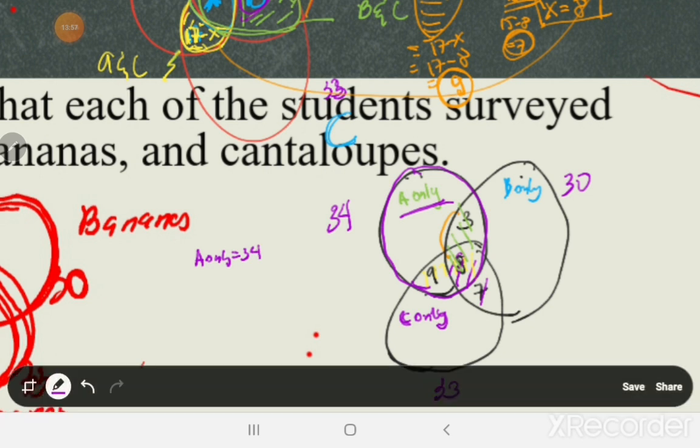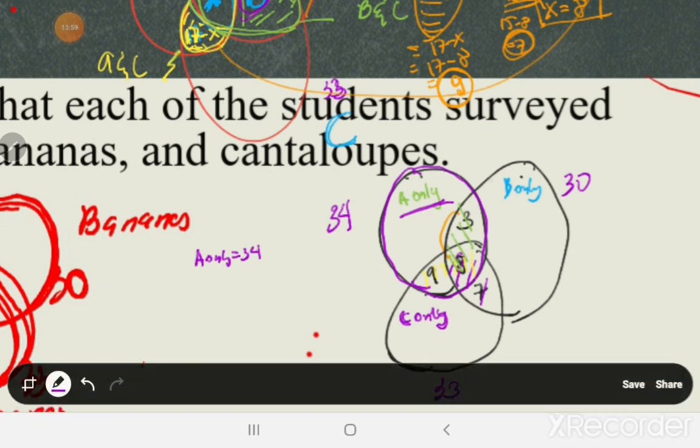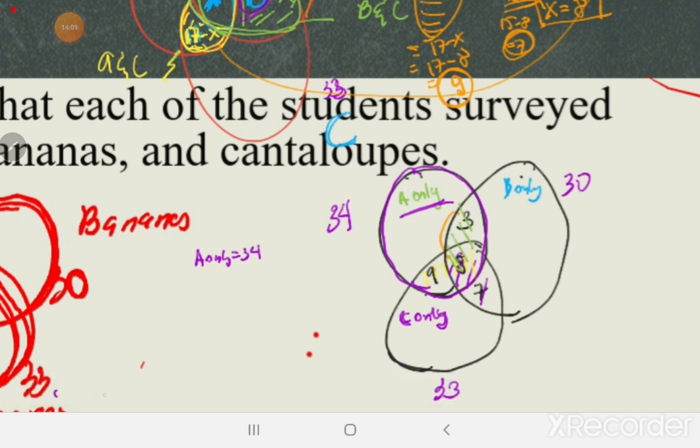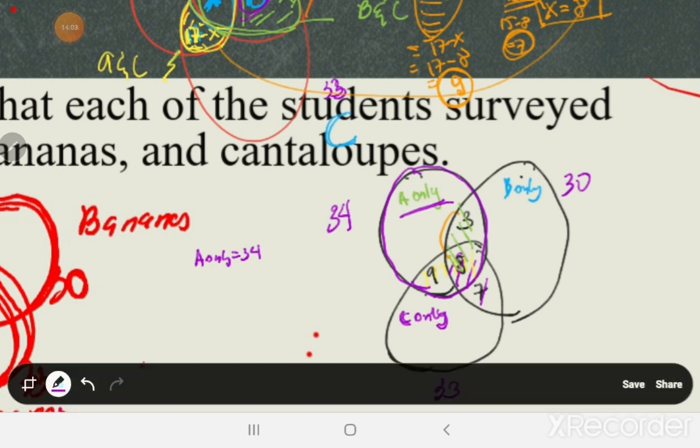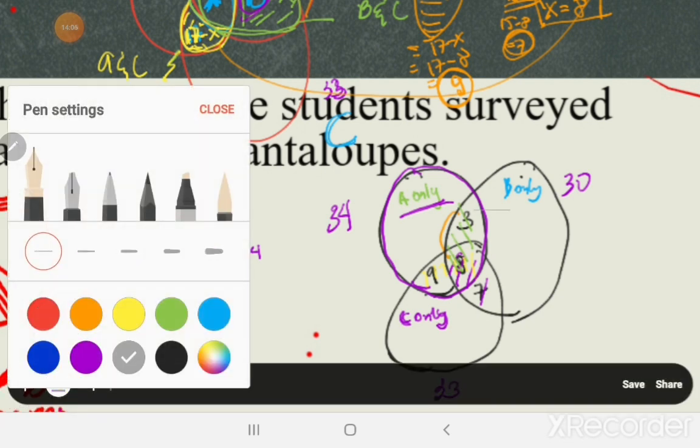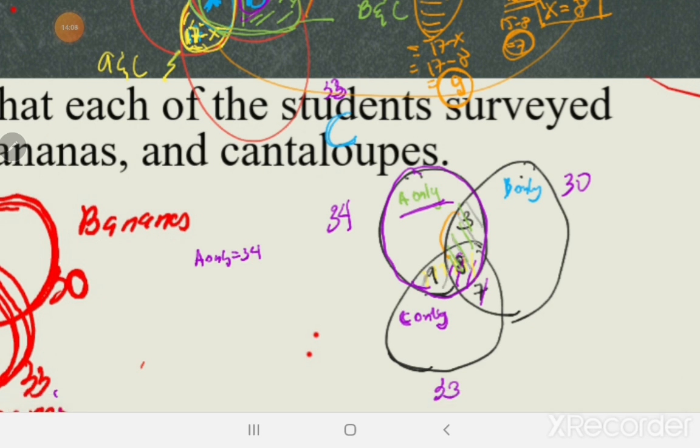But take note that the summation of this circle, of this area, okay, ang pangit no, ng screen ko, yung summation ng area na to is equal to 9 plus 8 plus my 3 is equal to 3 plus 8, 11. Plus 9, 20.